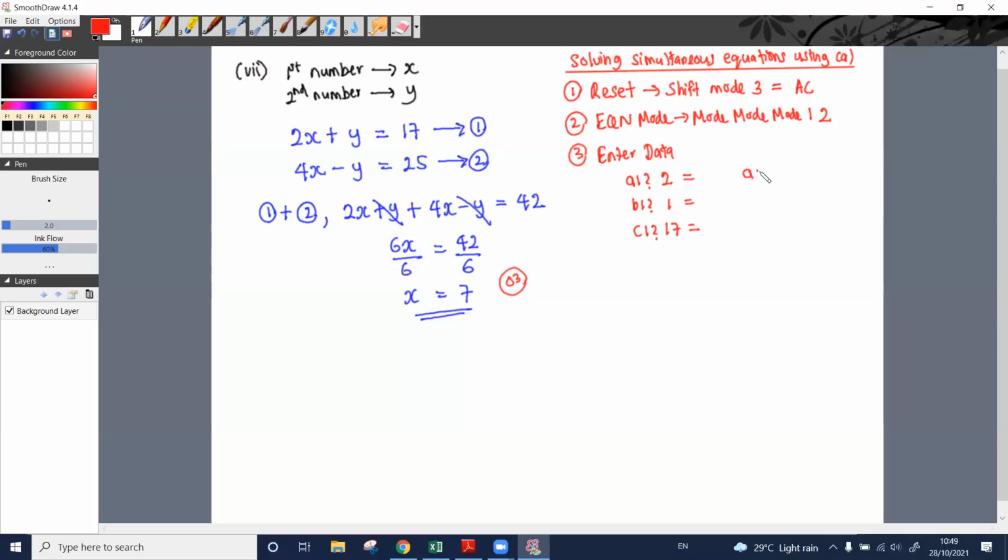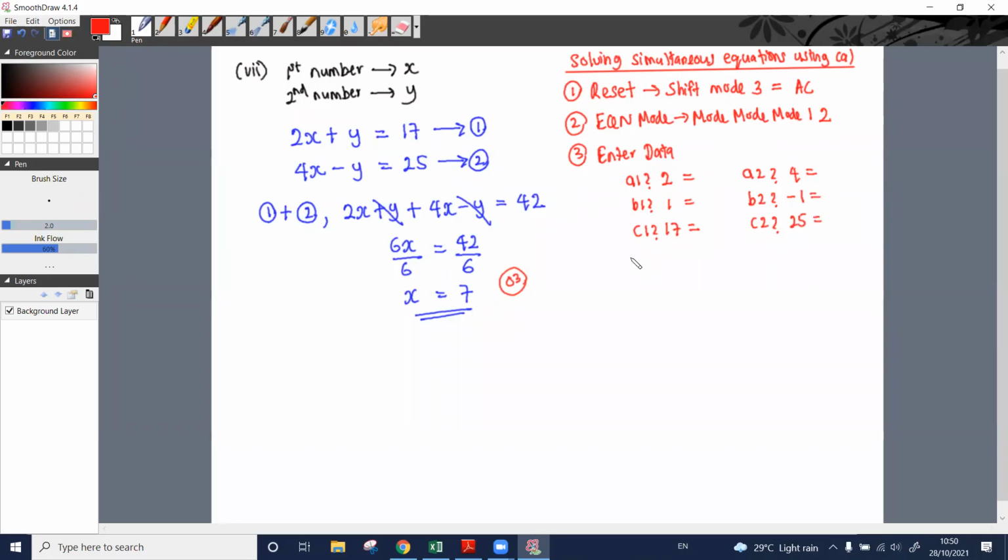Then it is asking for the A2 value. 2 means second equation. What is the A value of the second equation? That is 4. Give 4 and press equal. Then the B2 value. What is the B value of equation 2? This time it is -1. Enter -1 and press equal. Then the C2 value is 25. Give 25 and press equal.